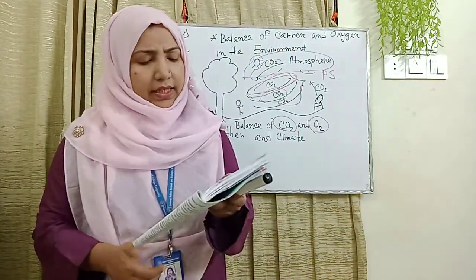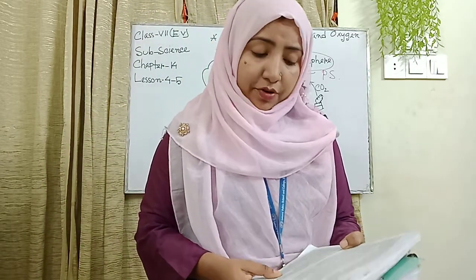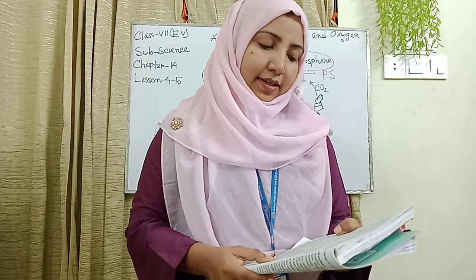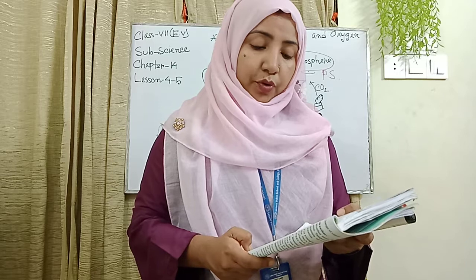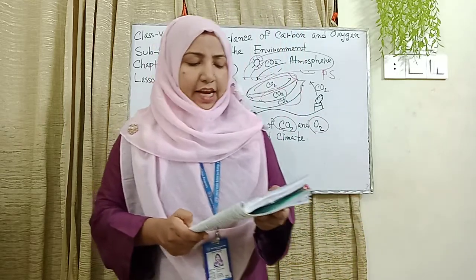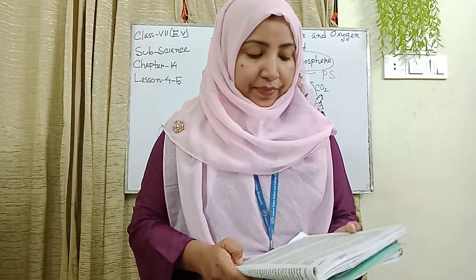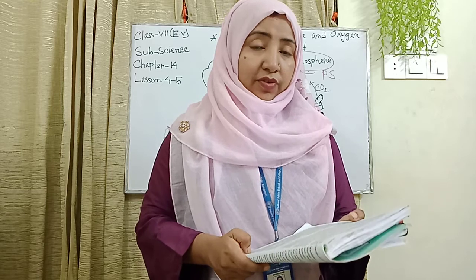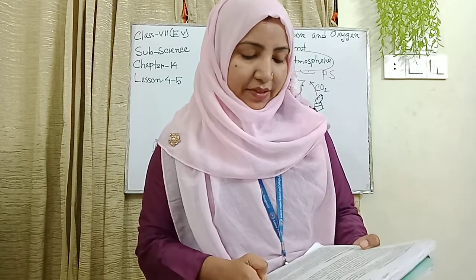Okay. Now it is clear that plants collect carbon dioxide from the atmosphere and deposit it in plant and animal bodies through the production of glucose. Carbon from plant and animal bodies goes back to the atmosphere in three ways. In this way, the balance of carbon dioxide in the environment is maintained.